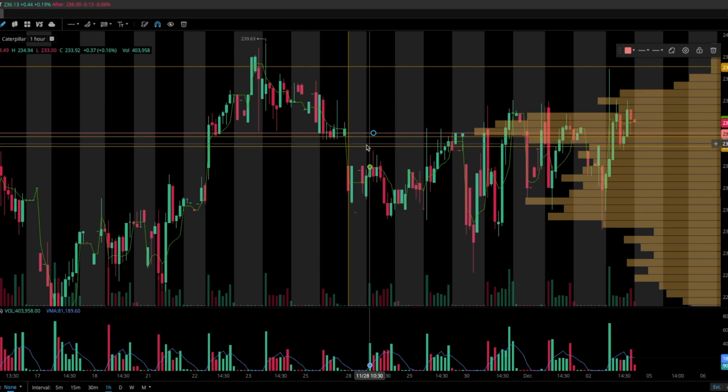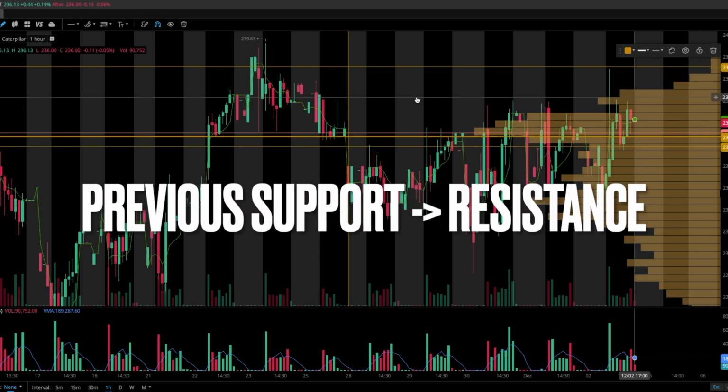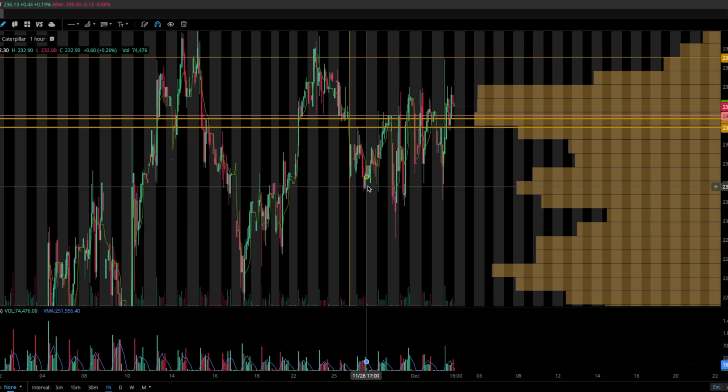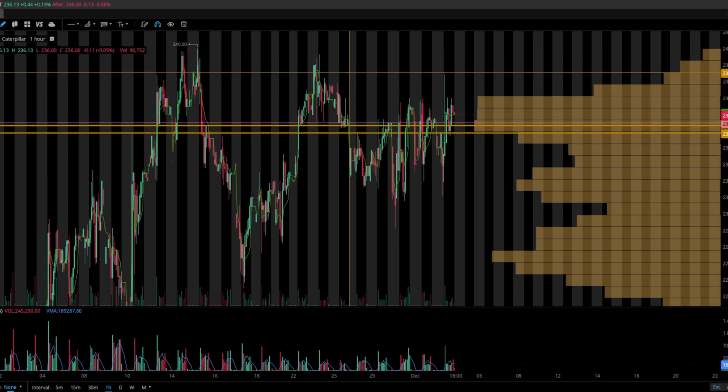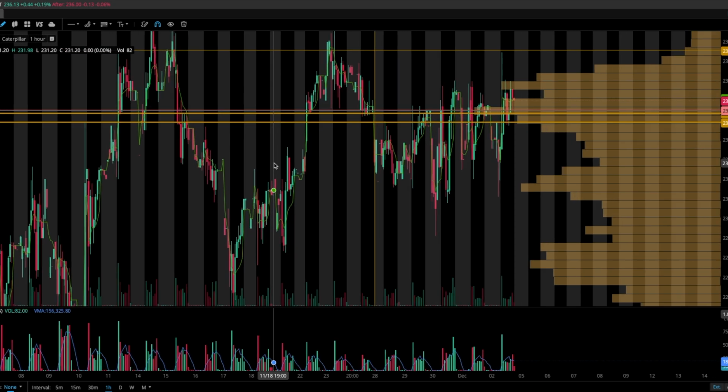I want to see this turn into resistance from previous support. Previous support turning into resistance. So boom, we got our key level, what we want to look for in the game plan, and our risk level defined right there. That's how you make a game plan. But we're not done yet.